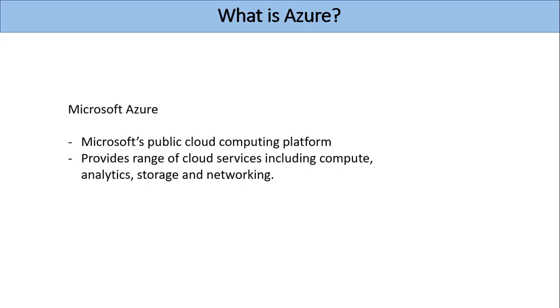Hello, friends. So let's look into what is Microsoft Azure and what all services it is providing and how to access Azure portal. So if you see, overall three major cloud providers are there: Google Cloud, Amazon Web Services, and Microsoft Azure. Microsoft Azure is also known as Windows Azure, which is Microsoft's public cloud computing platform. So it provides lots of cloud services, including compute, analytics, storage, and networking. These are the four categories.